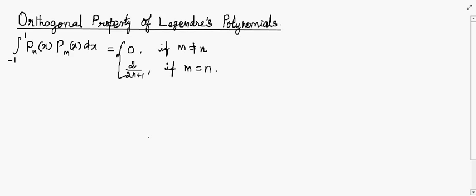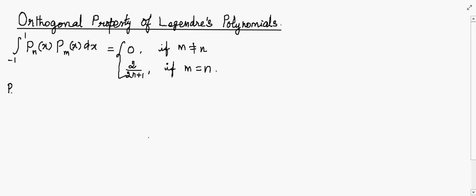In this video, I am going to prove the orthogonal property of Legendre polynomials. The orthogonal property is given by the integral from -1 to 1 of Pn(x) Pm(x) dx, equal to 0 if m is not equal to n, and equal to 2/(2n+1) if m equals n.